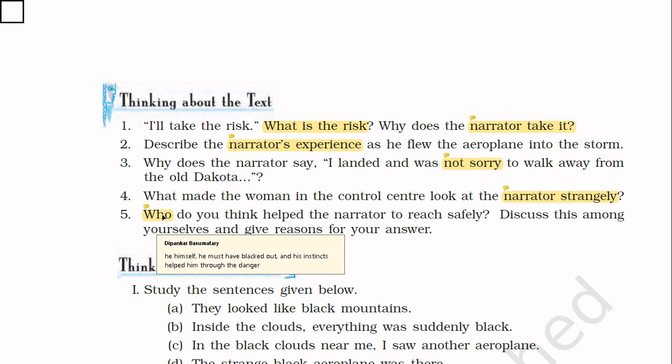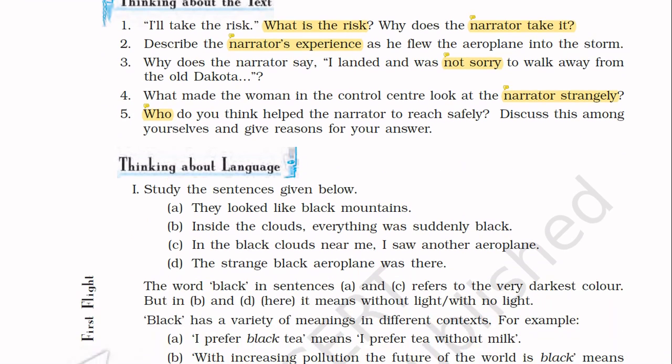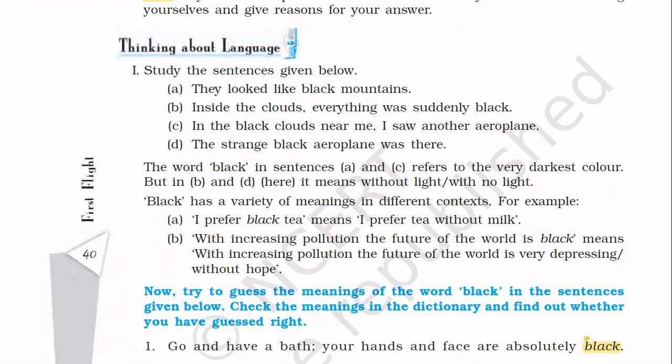Who do you think helped the narrator to reach safely? Like I told you, I think he himself. He must have blacked out, and his instincts and his training helped him through the danger. Okay, let's move on to the next part.